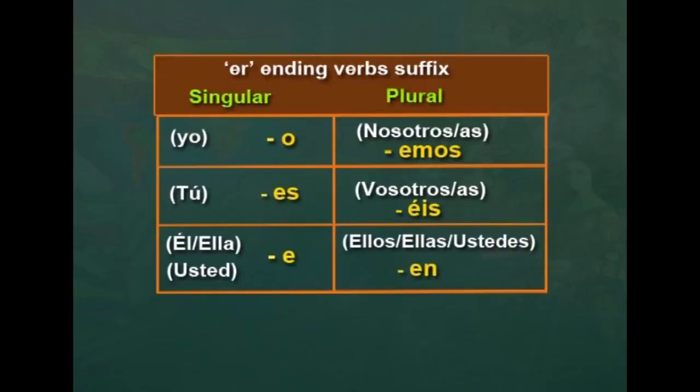So, to summarize today's session, we have learned the second and third category of verbs, which is ER and IR ending verbs in Spanish, their conjugation and how they are used in sentences and conversation. Let us revise ER ending verbs and their suffix, and IR ending verbs and their suffix. For ER ending verbs, the suffix will be yo, o; tú, es; él, ella, usted, e; nosotros, nosotras, emos; vosotros, vosotras, éis. Remember that the letter E or I in Spanish will have an accent. Ellos, ellas, ustedes, third person plural, en.